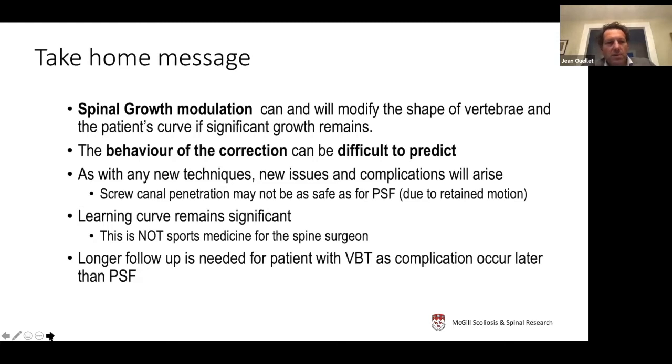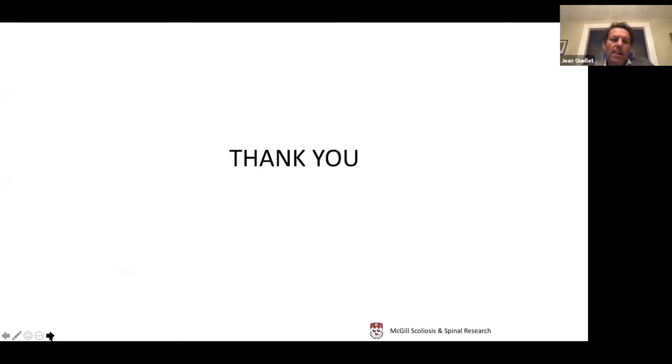And we have a few tips and pearls that Dr. Parent and Dr. Saran will give us. The learning curve remains significant. I would tell you that the follow-up for patients who have VBT needs to be longer than for the classic posterior spinal fusion, because the complications start showing up after 2 to 3 years. With a typical PSF, when we say 2 years out, they're good to go. Thank you. So I'll pass that back on to Stefan.